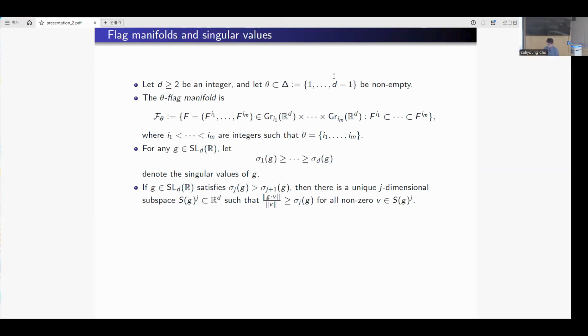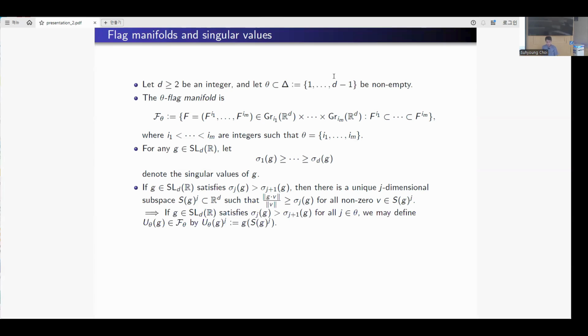One thing I should mention is that when I talk about singular values, you need to choose an inner product on R^d to say what a singular value is, and the inner product I choose is the standard inner product. So you can talk about lengths of vectors.